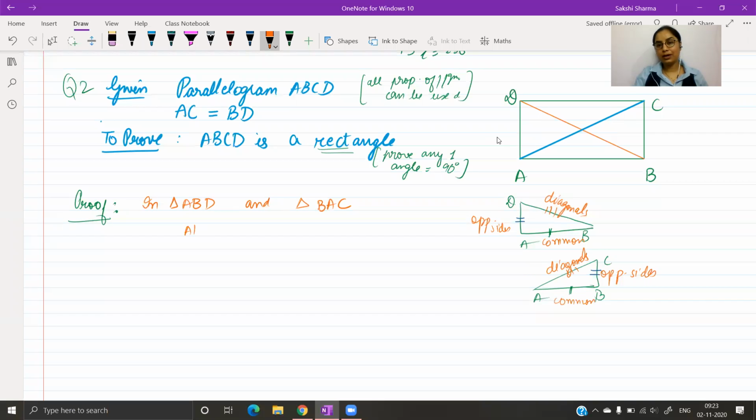Take a moment, and then write down AB is equal to BA. This is the common side. BD is equal to AC. This is given. And then finally, AD is equal to BC. These are opposite sides of the parallelogram.